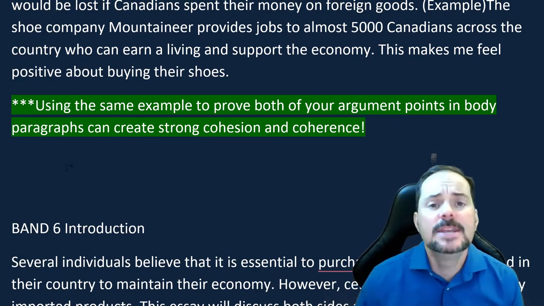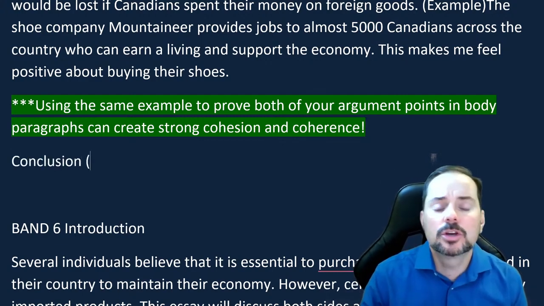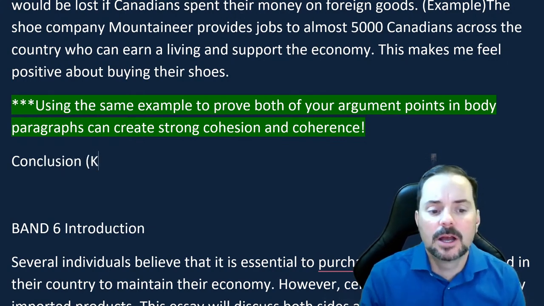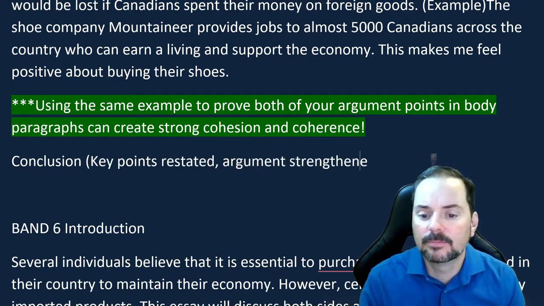All right. Now comes the conclusion. Conclusion. Don't overthink it. Okay. Key points restated. Argument strengthened. And take-home message.